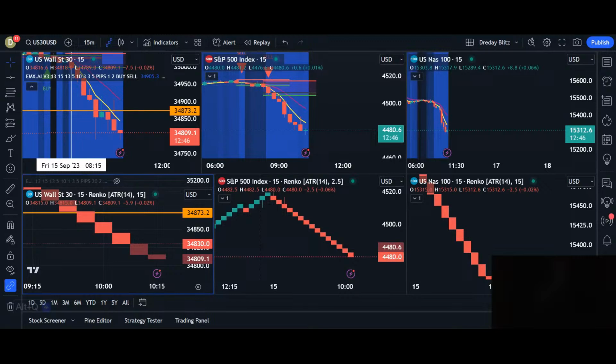So still going down here. So if you were on those trades here since the start, you would be well in profit here overall.